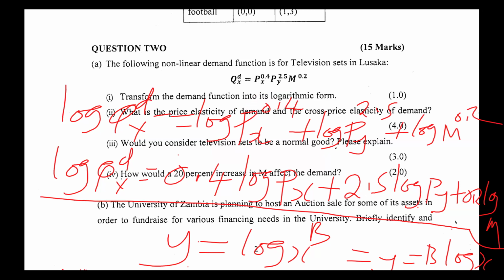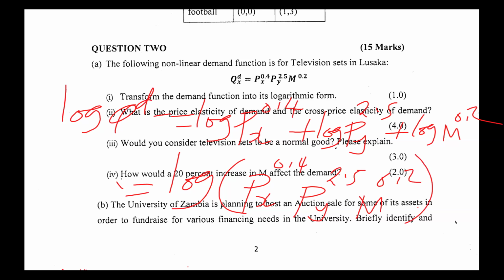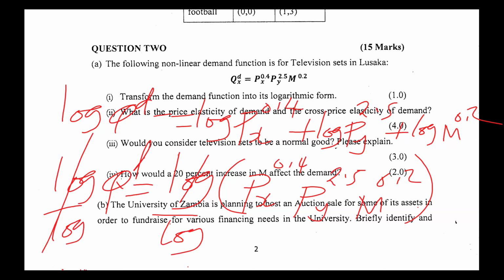Okay, this side is very easy. You can just factor out the log here on the right side. Say we have log, open, then we have px to the power 0.4, times py to the power 2.5, times m to the power 0.2. You close like that, log Qg. Then you divide through by the log on both sides so that log and log cancel. You've seen that now it has gone back to a non-linear function, right?